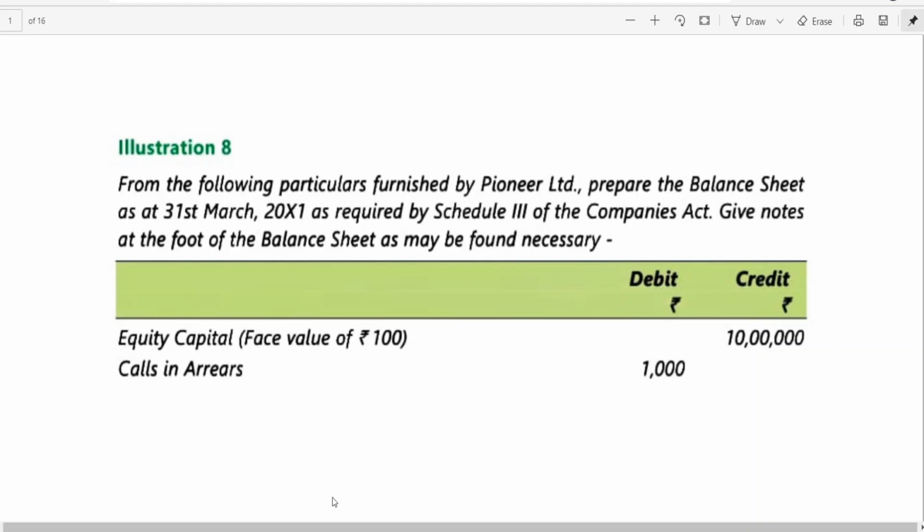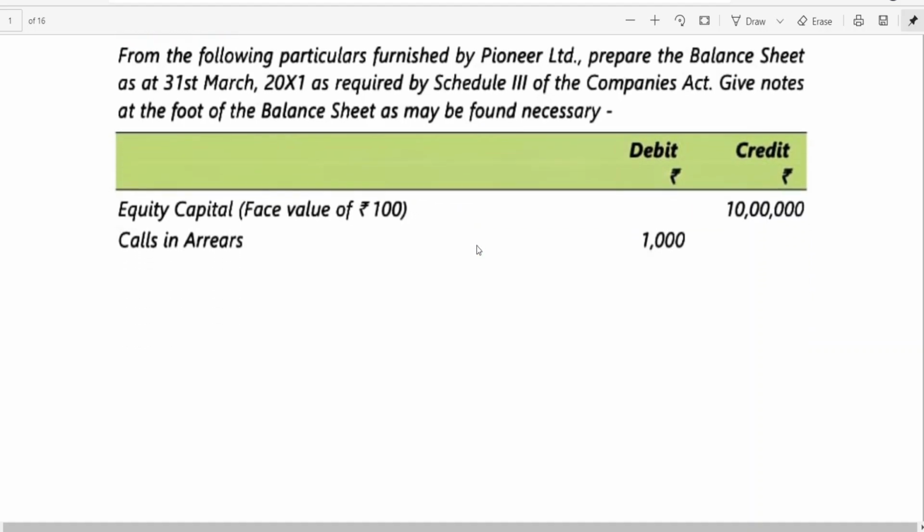Now look at this. From the following particulars furnished by Pioneer Limited, prepare the balance sheet as at 31st March 2011 as required by Schedule 3 of the Companies Act. Give notes at the foot of the balance sheet as may be found necessary. That means like a footnote, contingent liability, or anything like that. That can be given as a footnote.